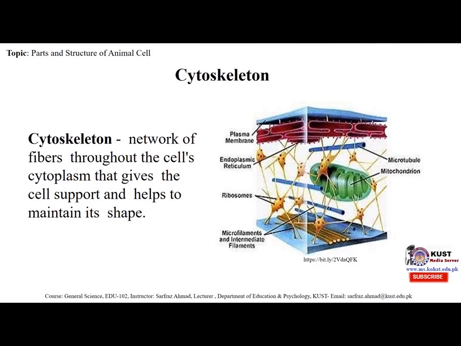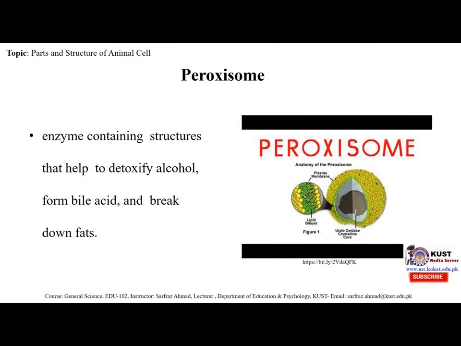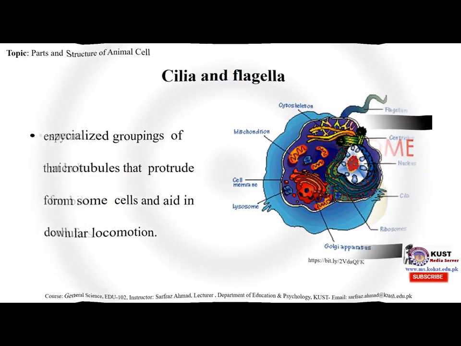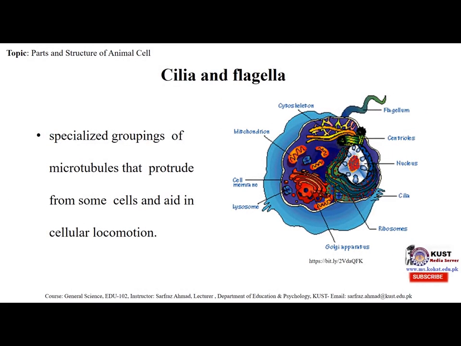Then the cytoskeleton is there. This is a network of fibers throughout the cell's cytoplasm that gives the cell support and helps to maintain its shape. Then peroxisome is there. This is an enzyme-containing structure that helps to detoxify alcohol, form bile acids, and break down fats. Then cilia and flagella. These are specialized groupings of microtubules that protrude from some cells and aid in cellular locomotion.